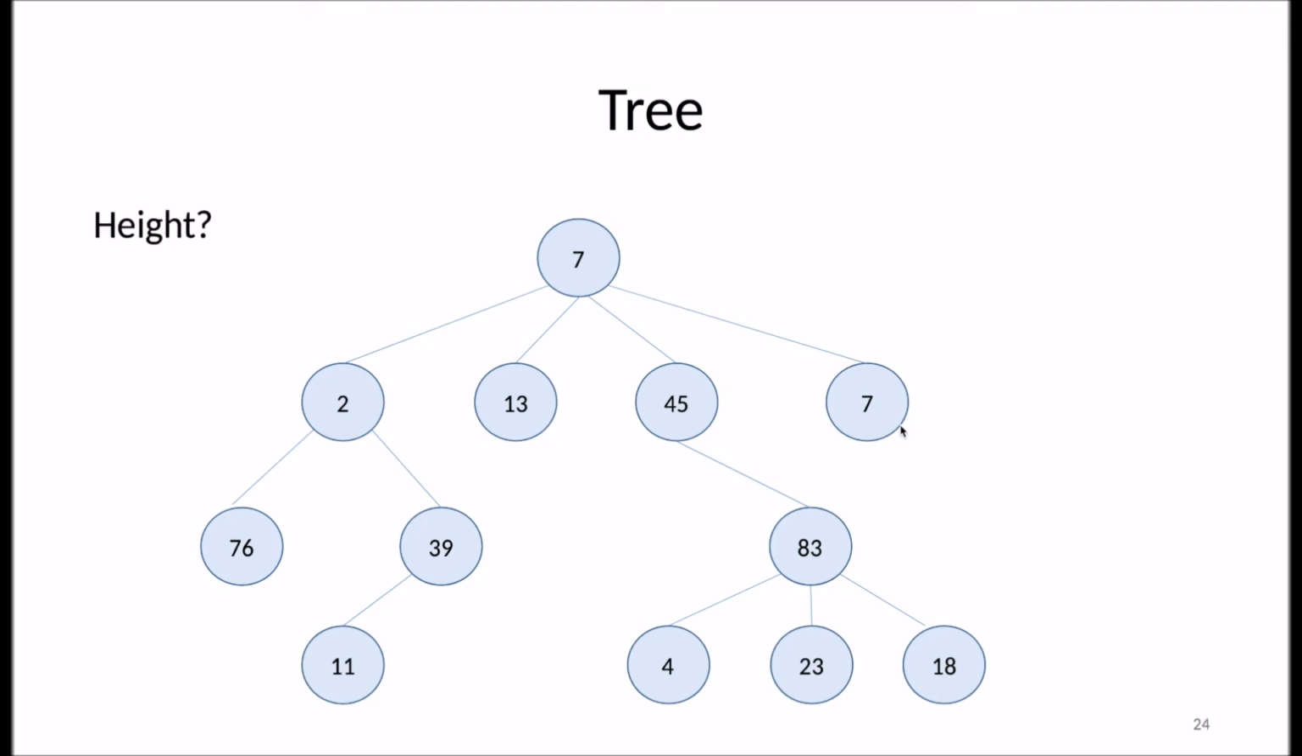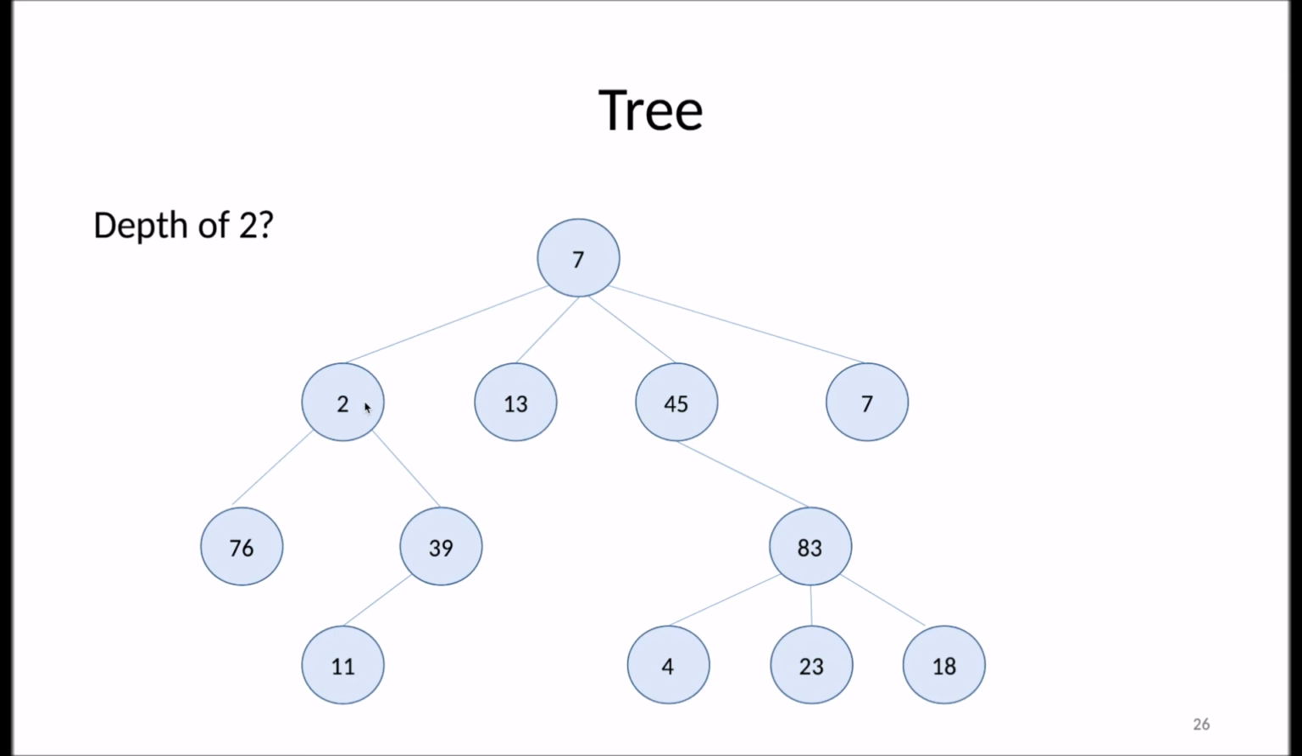What is the height of this tree? So the height of the tree is the length of the path from the root node to its most distant leaf. So in this case would be 1, 2, 3. So the height of this tree is 3. What is the height of 2? Now consider the most distant leaf. There are 2 paths. To one leaf is 1, to another leaf is 2. So the height of 2 is 2.